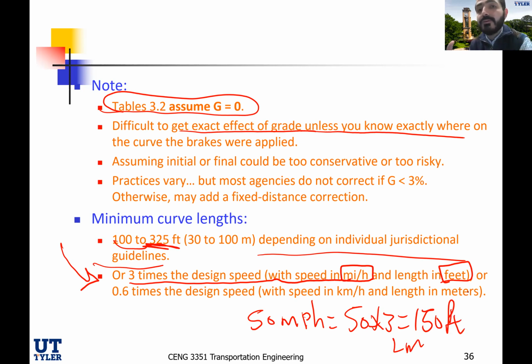I'm not telling you to abandon these equations. You have to follow the equations, but sometimes it's the other way around: you use the equations and then compare to your rule of thumb and see whether this number makes sense or not. If you are in other countries using kilometers per hour and the length of the curve is in meters, it's 0.6 times the design speed. This is just to give you a rough estimate of the minimum length of the curve.